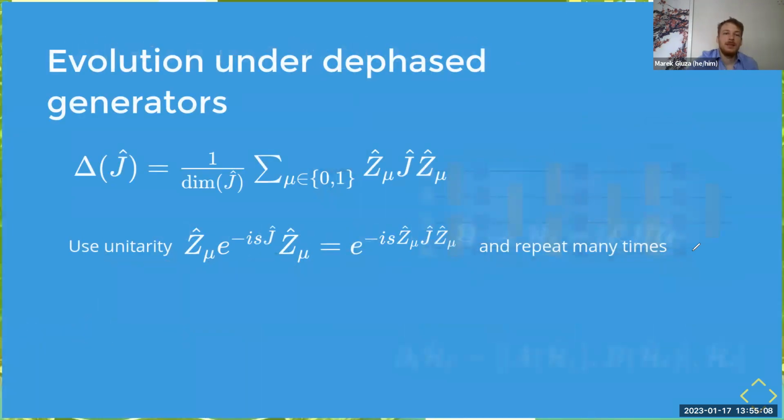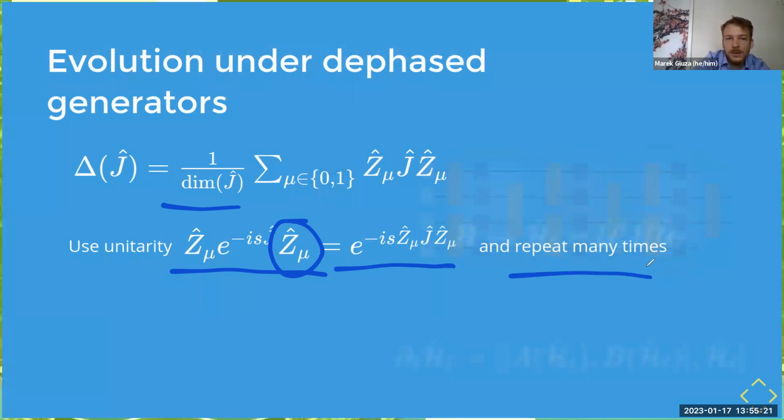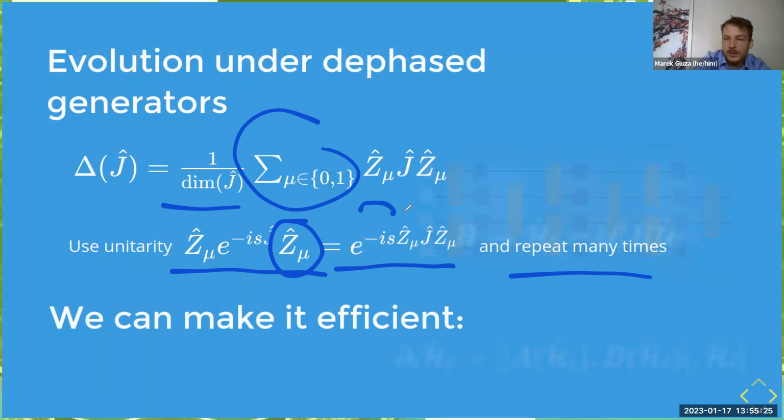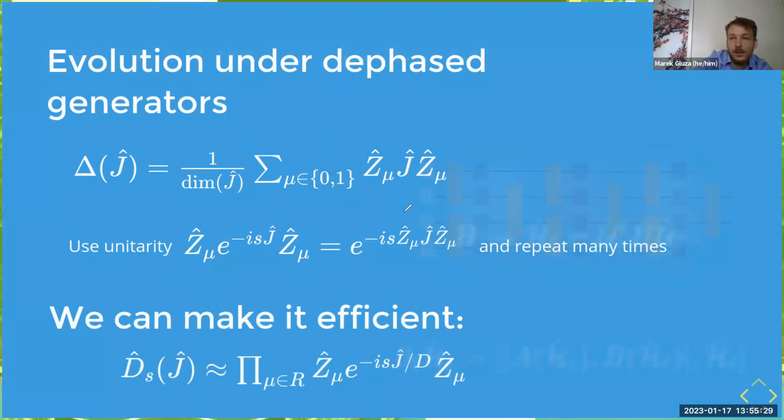So basically, then I need to normalize by d, the dimension of the evolution. I conjugate my evolution by those phase flips, and because those phase flips here are unitary, I can put them here. If I repeat it many times, I will get a summation here in the generator, and I will get an approximation to the evolution under the restricted operation.